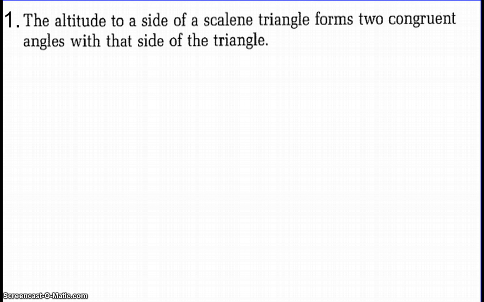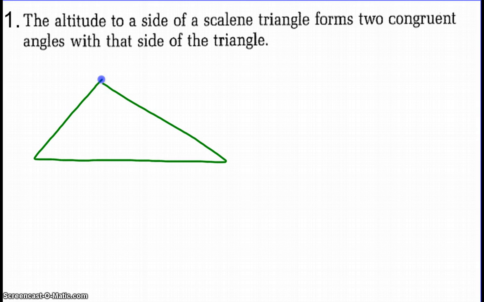So in number one, we need to start taking what we see here with the altitude to the side of a scalene triangle. So we have a scalene triangle, as long as you have a triangle with three sides that are not congruent. The altitude to a side of the scalene triangle. So let's first label the fact that we have triangle ABC, and we are going to have an altitude.